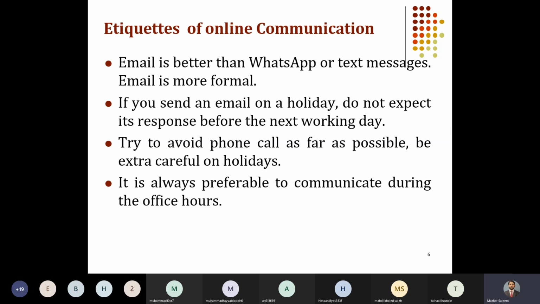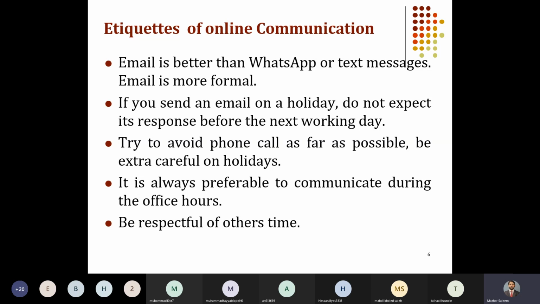And always try to communicate during the office hours. For example, for your teachers, the office hours are from 8 a.m. to 4 p.m. Although we do a lot of things after the working hours as well, like preparing the lectures, etc. But still, if you want to communicate, it's always preferable to do it during the office hours. And if you send an email after the office hours, then expect its answer on the next working day, not in the evening.